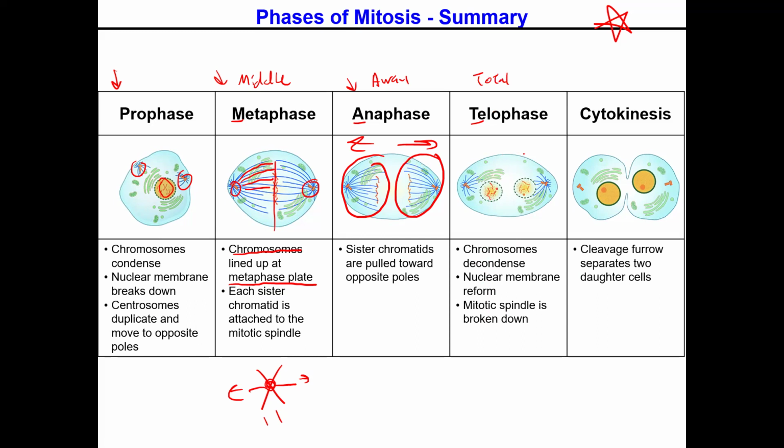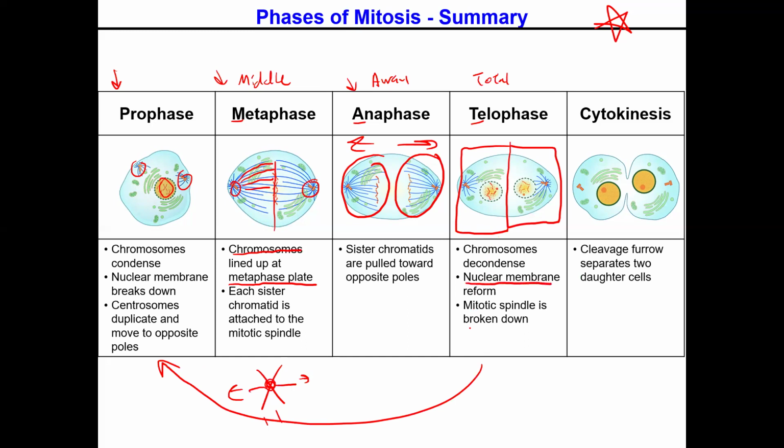So what's going to happen here is you can see that this is going to be one cell here, and this is going to be the other cell. So we're going to start to reform things that we previously broke down in our prophase, which specifically is going to be our nuclear membrane. And then we're going to break things down that we made here that we no longer need. In this case, our mitotic spindles.